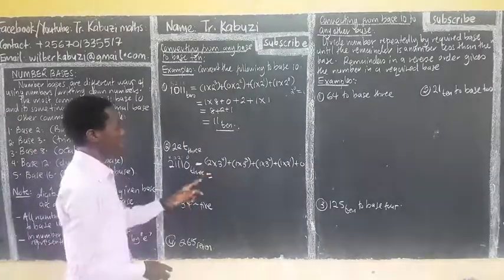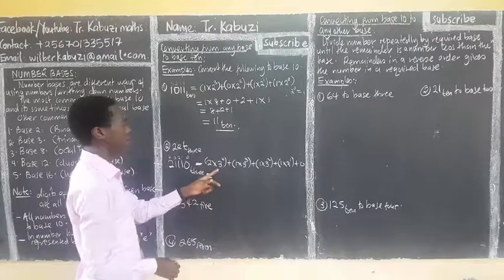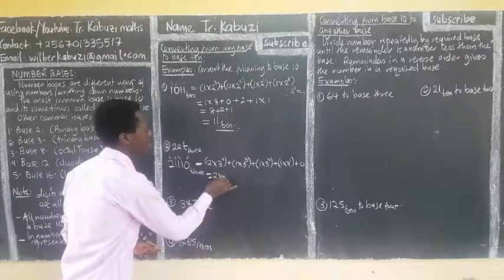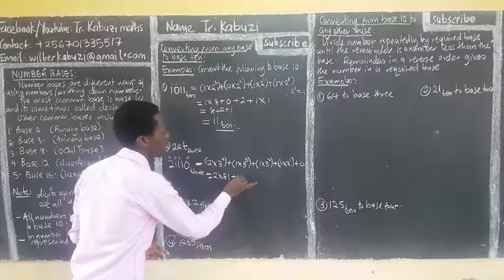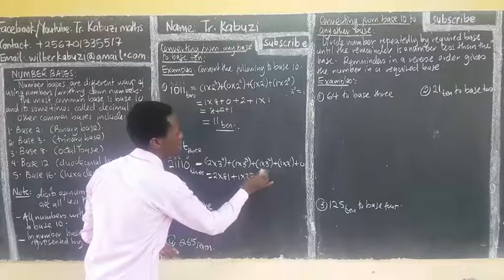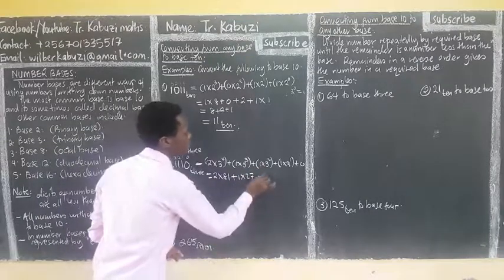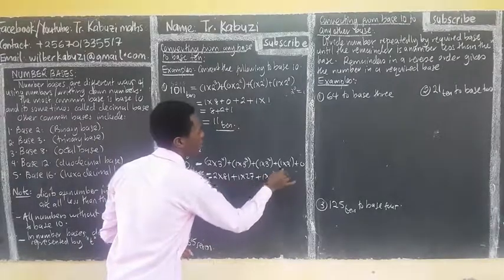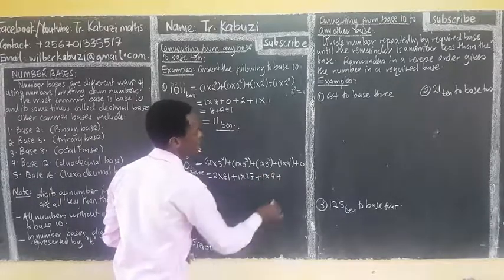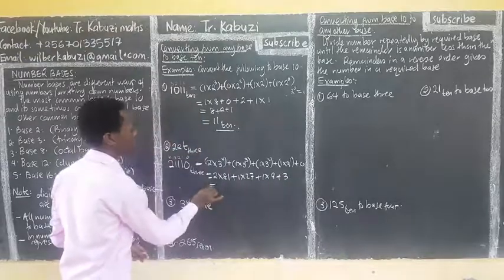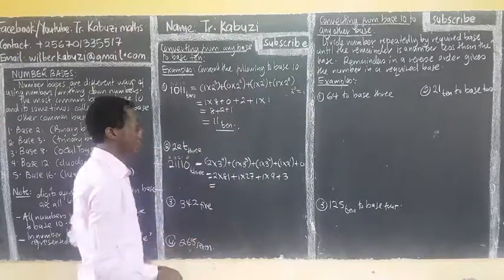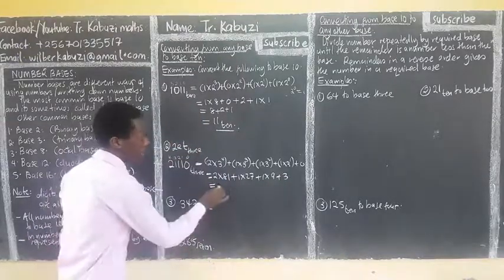So this is 81. 2 times 81, plus 1 times 27, plus 3 power 2, that will be 9. Then 1 times 3 power 1, that will be 3. So you multiply this, you get 2 times this, you get 162.